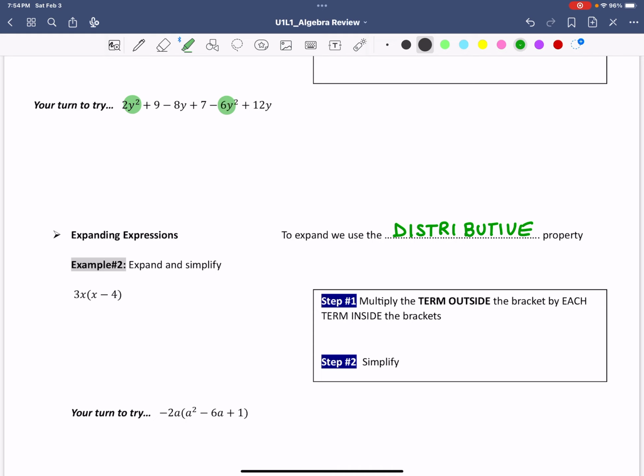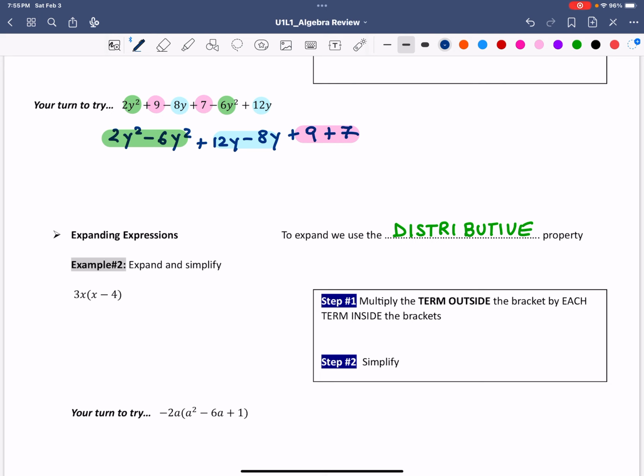Like terms. And then lastly, the constants. So we have 2y squared minus 6y squared plus 12y minus 8y plus 9 plus 7. So what that means then is that these two will go together, and then these two terms go together, and lastly these two together. 2y squared minus 6y squared is negative 4y squared. 12y minus 8y is positive 4y, and 9 plus 7 is 16.